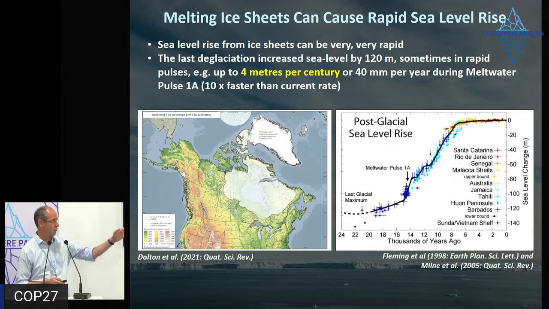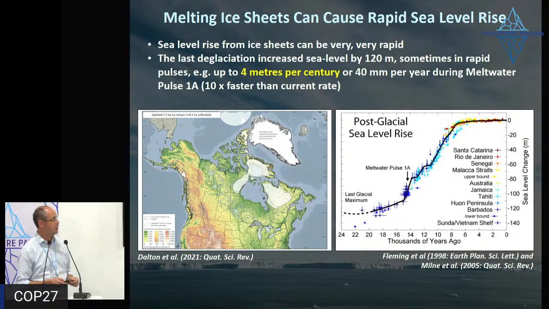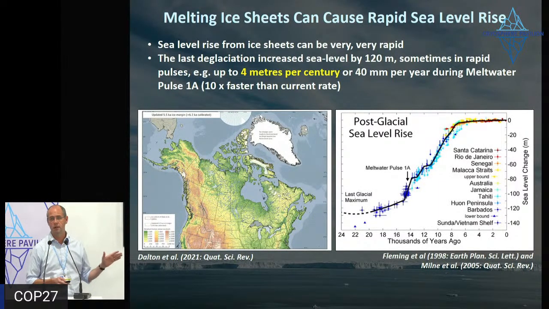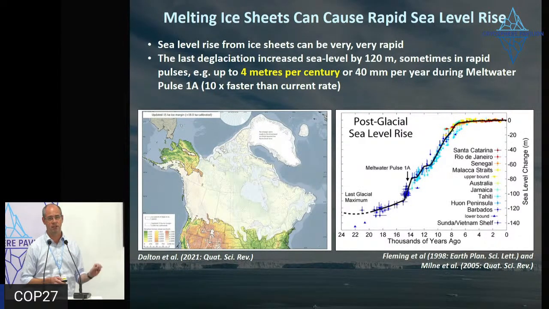And you can see that on the right-hand plot there, which is taking you from thousands of years ago to present. And you can see on the plot there that when these ice sheets deglaciated, from a period of about 20,000 to say 12, 11, 10,000 years ago, all of that water was put back into the oceans and sea levels increased by about 120 meters, but it wasn't linear and steady. There were times when sea level jumped quite rapidly.